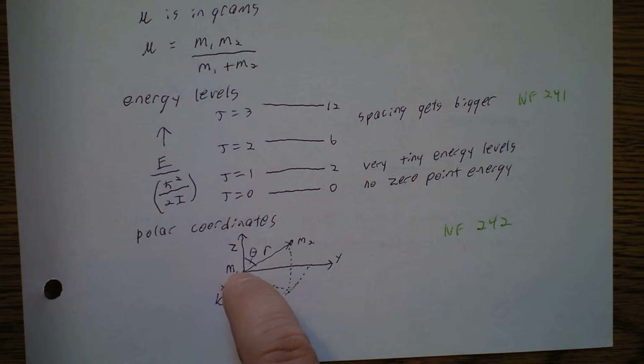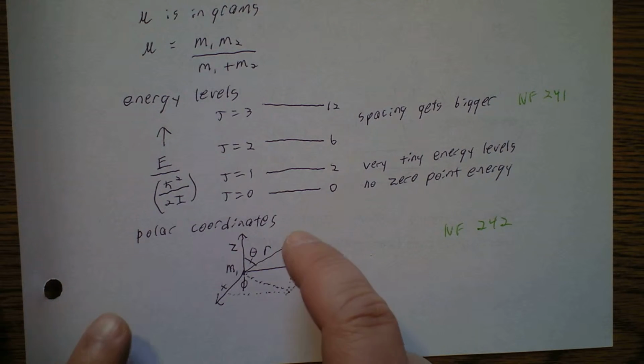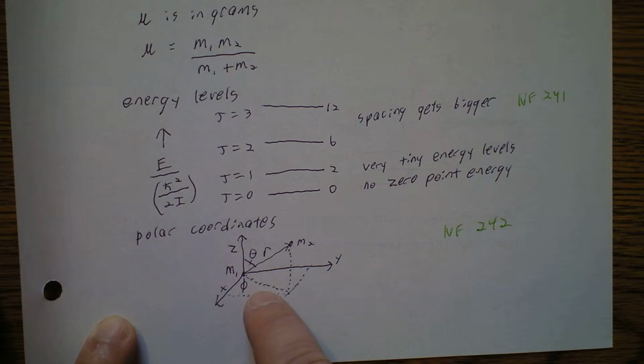So first, the straight line distance from M1 to M2, we already said we're going to use r for radius. Some, like I said, use d for distance. Then we're going to have the projection onto the xy plane, and you can see that's phi. And then you're also going to have the distance away from the z axis, and that's the theta angle.